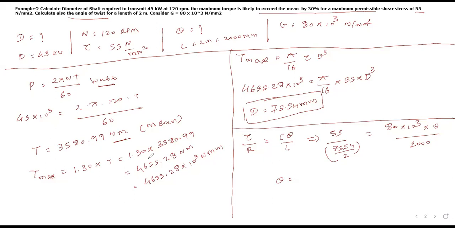You will get 0.036. Keep in mind this value always comes in radian. You need to convert this value into degree. So theta equals 0.036 multiplied by 180 by pi to get the value in degree. So your final answer will be 2.08 degree. Yes, you are right. Okay, I hope it is clear to all of you.